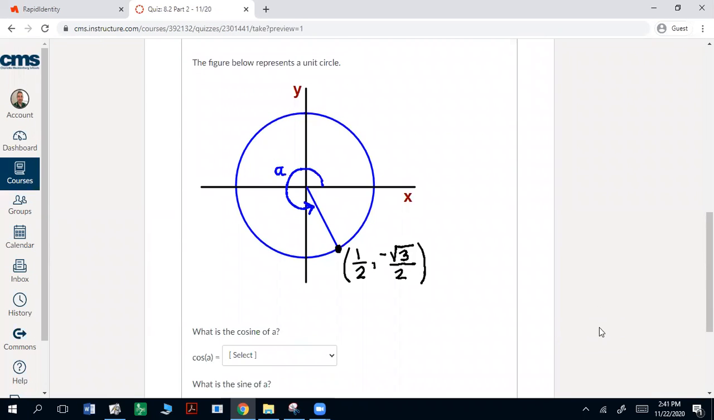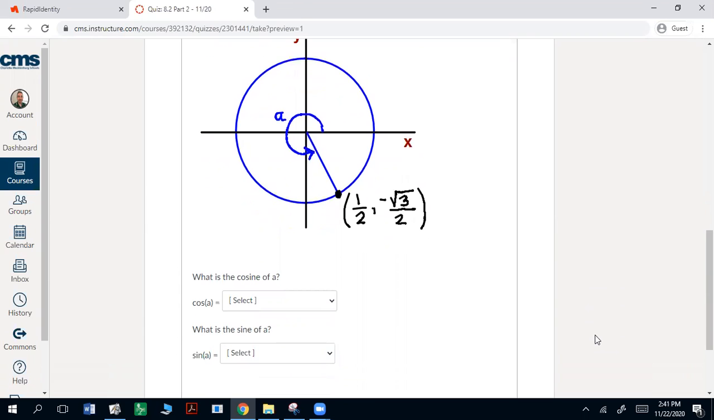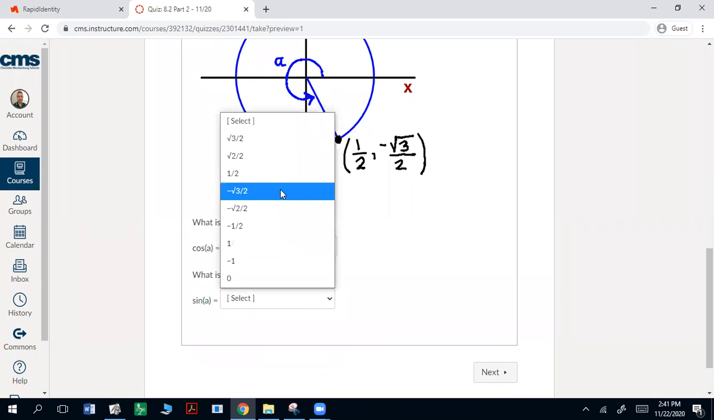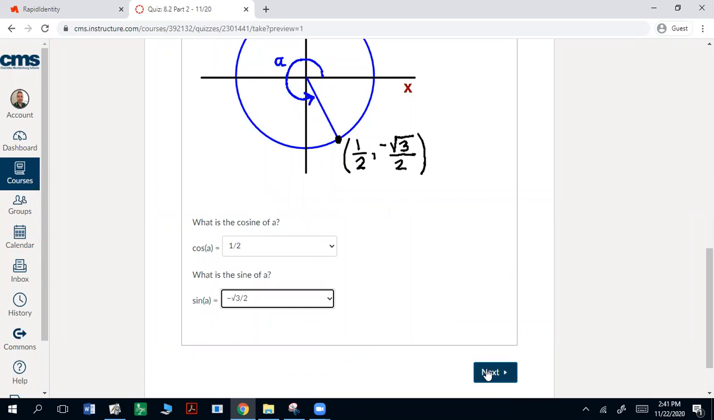Question number 1. Figure below represents a unit circle. What's the cosine of A? What's the sine of A? Cosine is always going to be the x value. Sine is always going to be the y value. So cosine will be 1/2, and sine will be negative square root of 2. Next.